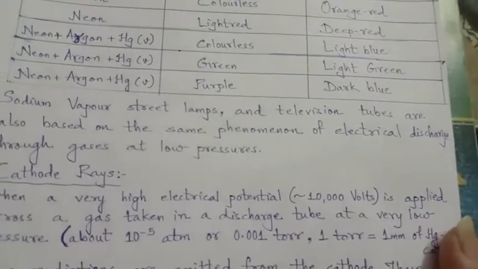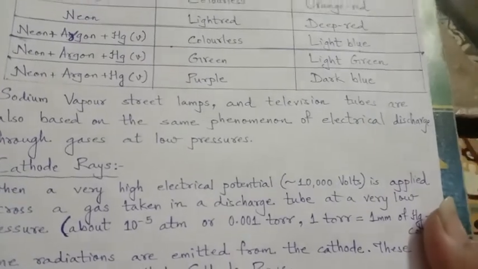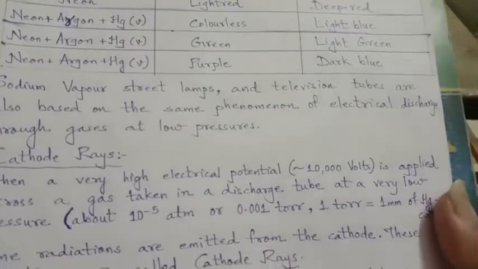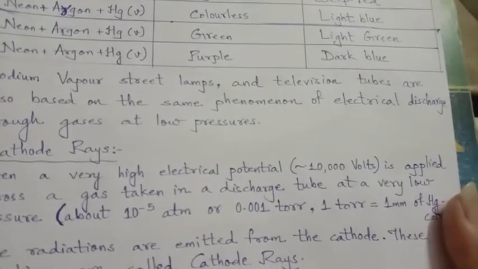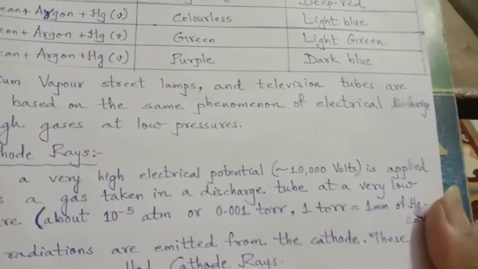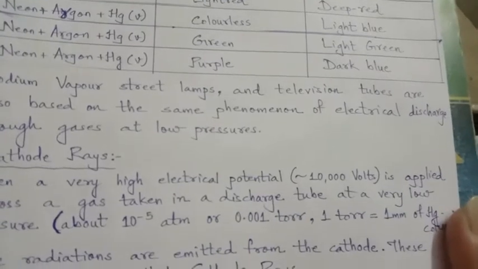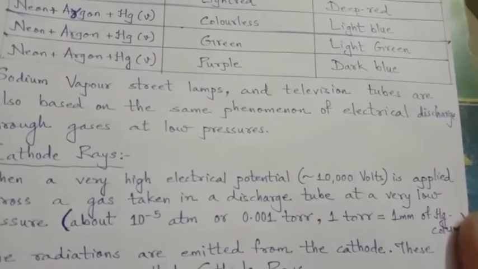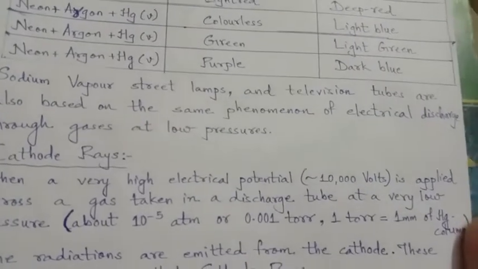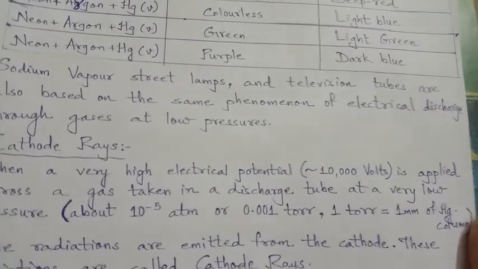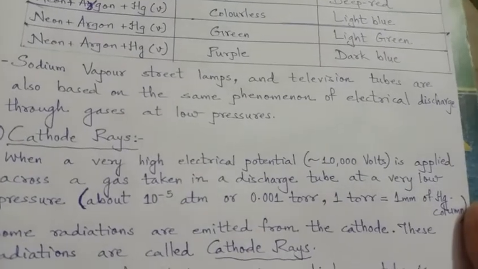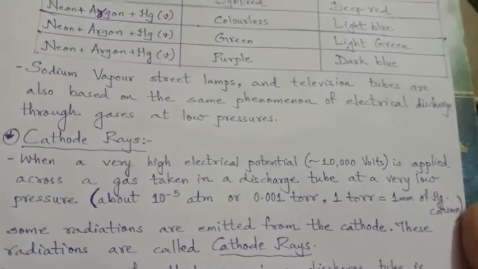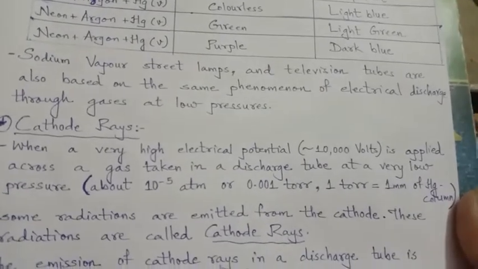So, sodium vapor street lamps and television tubes. We see the television in different colors. In the previous days, that means years back, televisions were not colorful. They were black and white. Nowadays, with modern technology, televisions also have tubes which are based on the same phenomenon of electrical discharge through gases at low pressure.